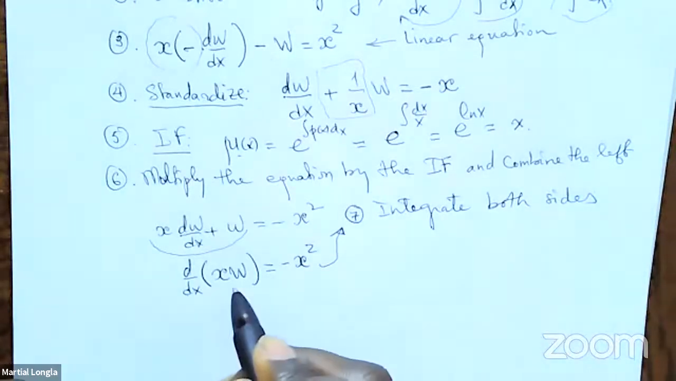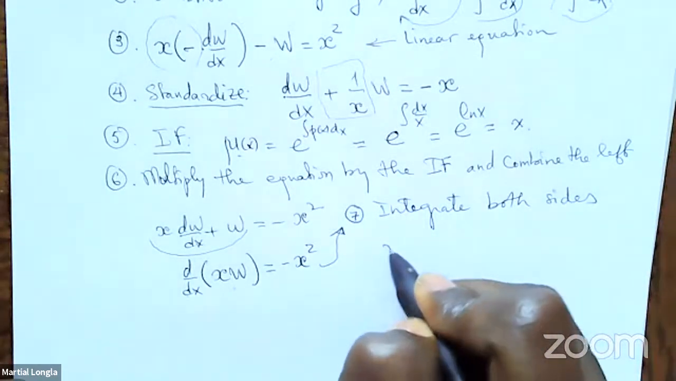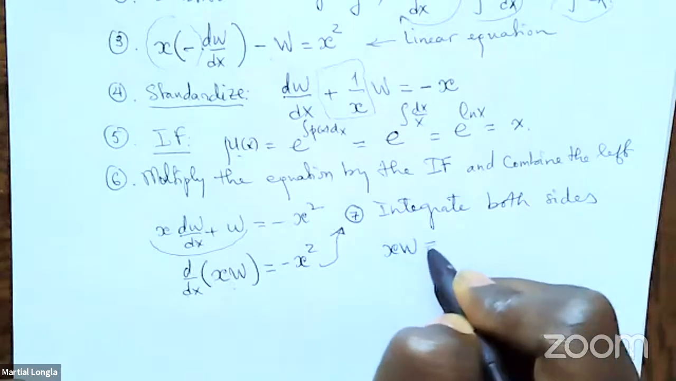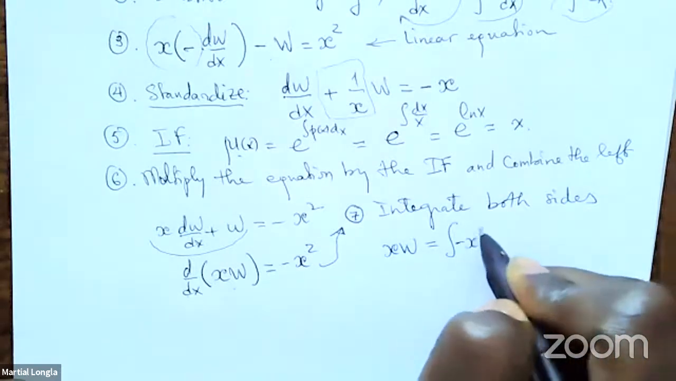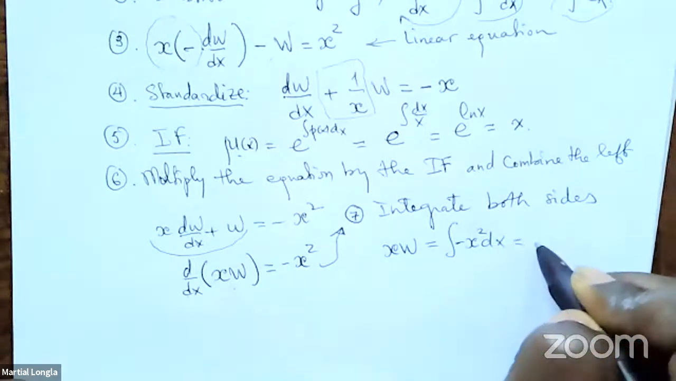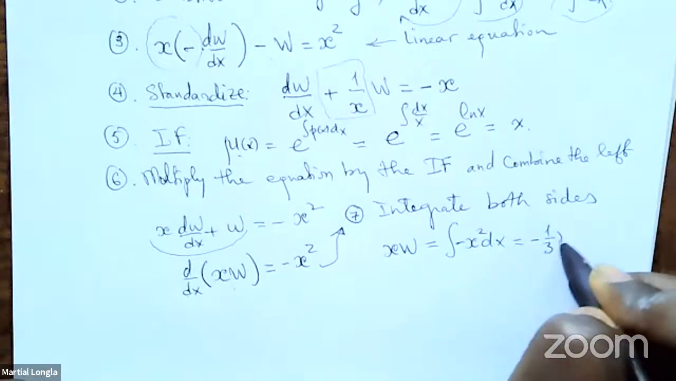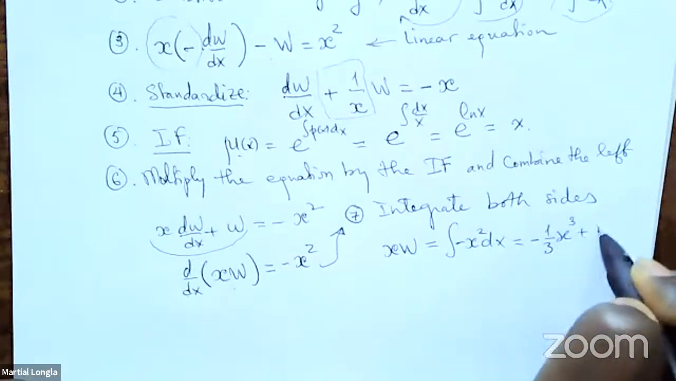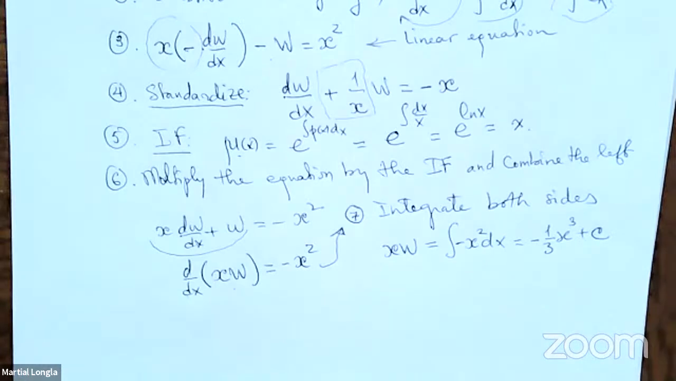The integral of the derivative here is just the function xw equals integral of negative x squared dx, and that's negative 1/3 x cubed plus a constant. Never forget the constant of integration.